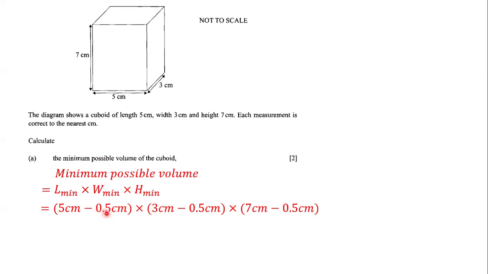We're going to subtract 0.5, and the reason is that they said each measurement is given correct to the nearest centimeter. And so in order to find L min, W min, and H min, in each case we subtract 0.5 centimeters. So we have 5 centimeters minus 0.5, which gives us 4.5 centimeters. We have 3 centimeters minus 0.5 centimeters, and that gives us 2.5 centimeters. And we have 7 centimeters minus 0.5 centimeters, and that gives us 6.5 centimeters.